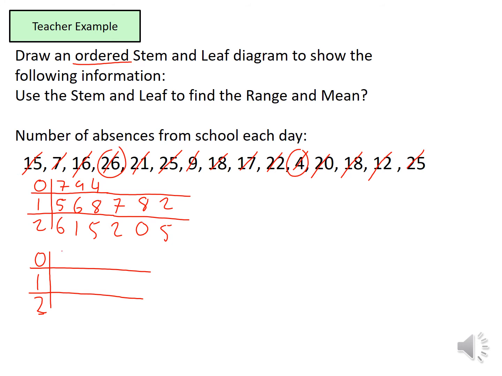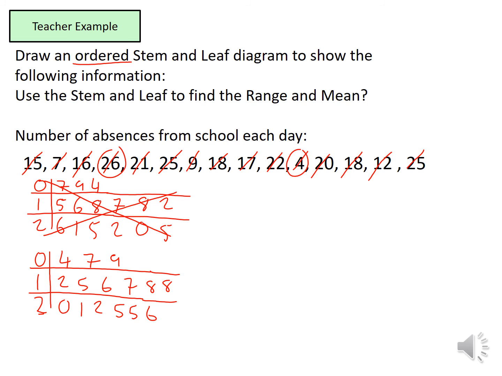So for 0 I will have 4, 7 and 9. For 1 I will have 2, 5, 6, 7, 8, 8, and for 2 I will have 0, 1, 2, 5, 5, 6. Again, extend the diagram if you need to. Now, I have ordered my stem and leaf diagram, so I no longer need the rough one that I made at the start. I have got the one that I need.